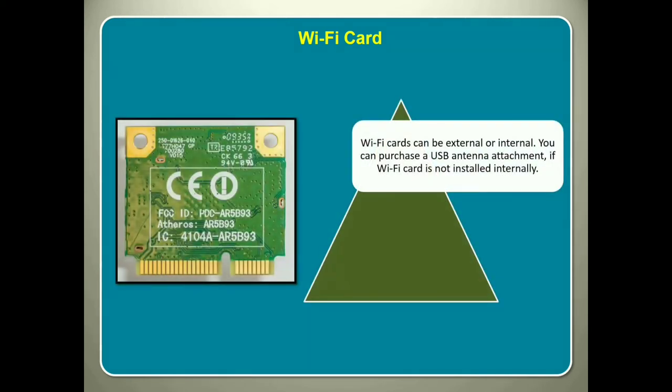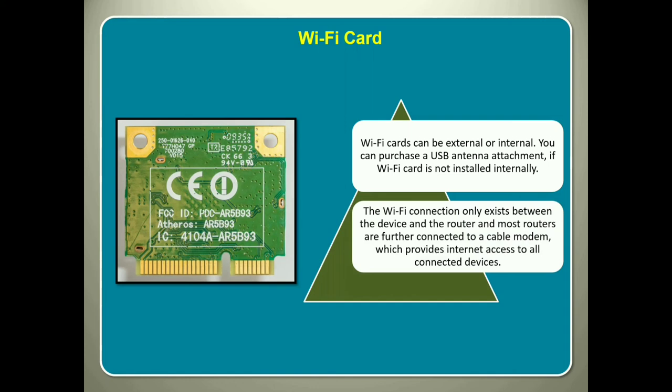Wi-Fi cards can be external or internal. You can purchase a USB antenna attachment if Wi-Fi card is not installed internally. The Wi-Fi connection only exists between the device and the router, and most routers are further connected to a cable modem, which provides Internet access to all connected devices.